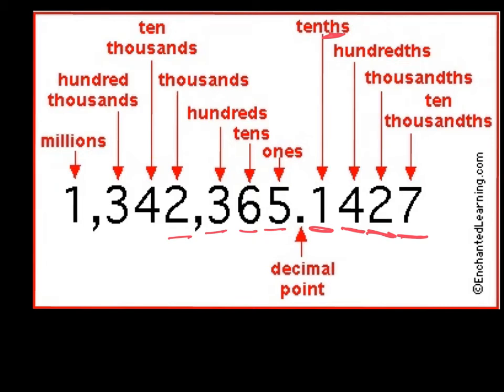So a tenths would be out of 10. A hundredths is out of 100. Thousandths is out of 1,000. And ten-thousandths is out of 10,000. So we must know place value to be able to do the example problems. So let's try an example problem next.